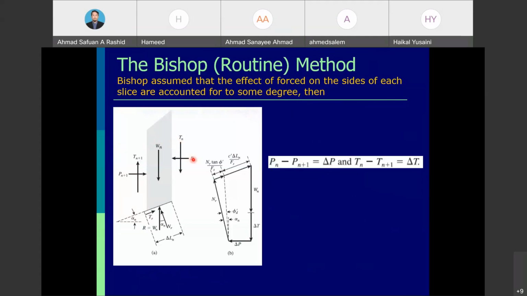So the P means that there is a difference of P on the right and on the left, so it has a difference of value of P. Same with the T on the right and on the left, it has a difference of T. By using this force polygon, they derive an additional equation by differentiating between the force acting downward and the force acting upward. It does not include the delta P.